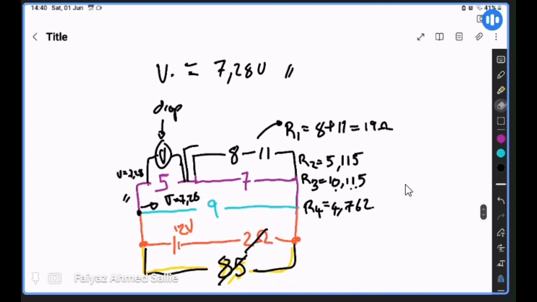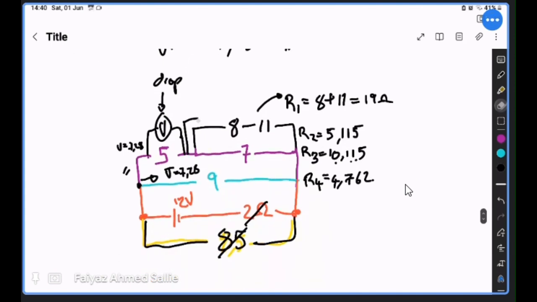So okay, we have this question over here, right? We have to find the current that's moving through these points here, right? Because we know that the voltage is equal in parallel, but in series the current is equal.